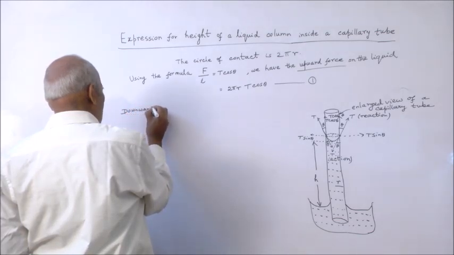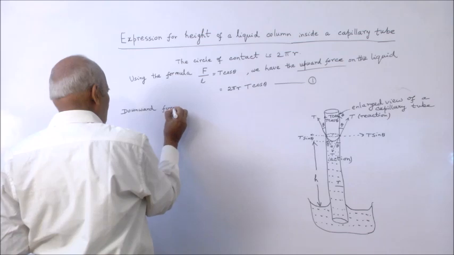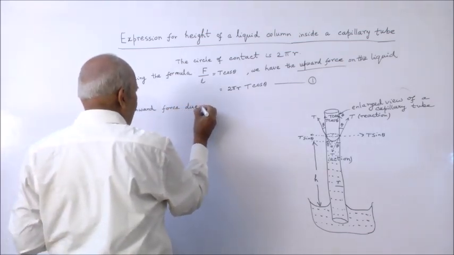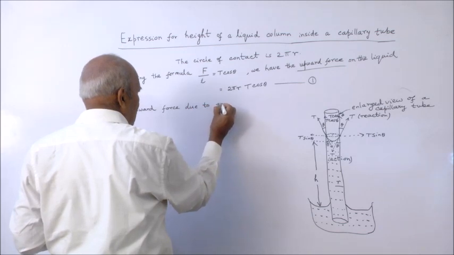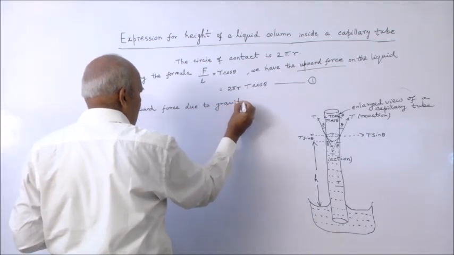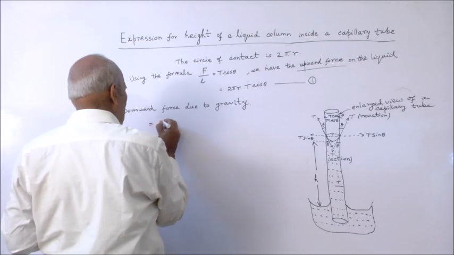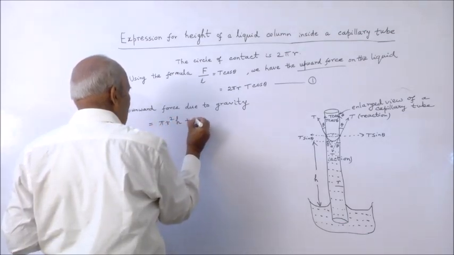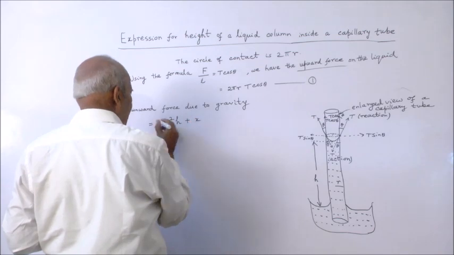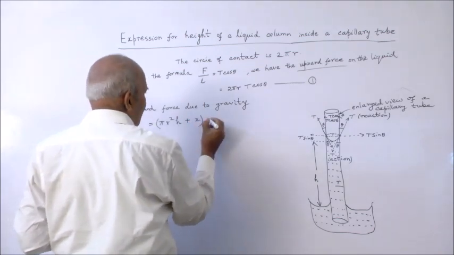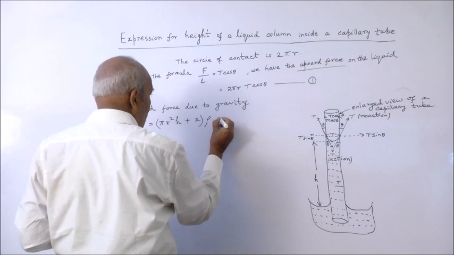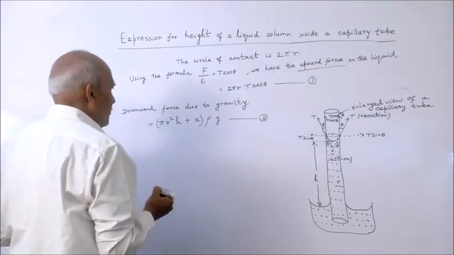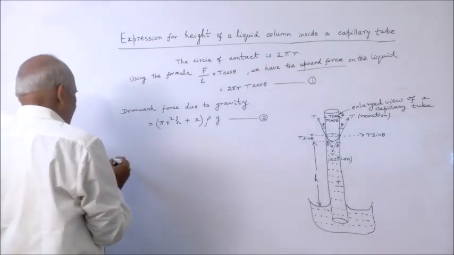Downward force due to gravity is equal to pi r square into h plus x, times rho, then g. So, what is x? We will see.